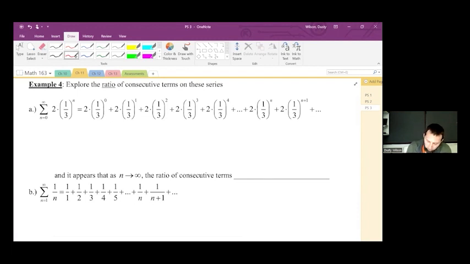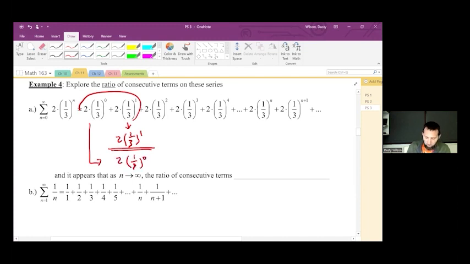And so if, for example, we just looked at the first couple of terms here, and we looked at the second term, which is 2 times a third to the first power, and we divided it by the previous term, 2 times a third to the 0th power, everything is going to cancel except for one factor of a third. We could try this again later on. Maybe we could look at the third power and the fourth power terms.